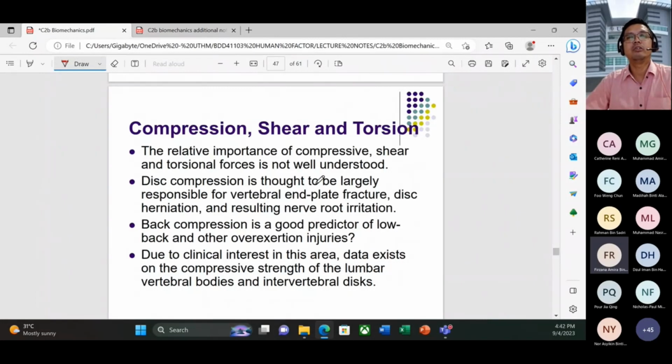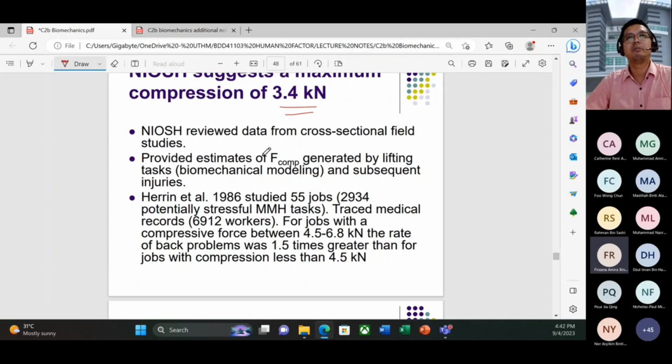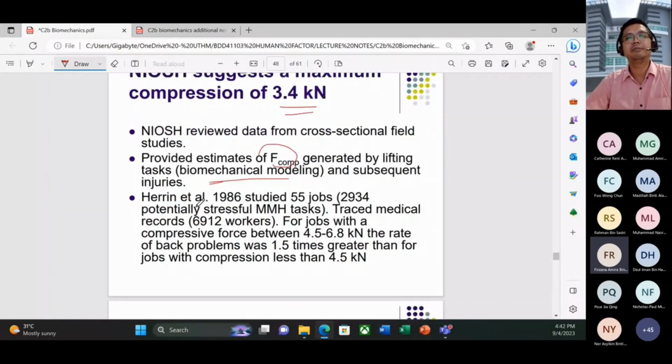And compression, shear, torsion. Okay, NIOSH suggests that a maximum compression is 3.4 kilonewton. So this is from the NIOSH cross-sectional field study, which provides an estimate for the compression force generated by lifting tasks, biomechanical modeling, and subsequent injuries. From their study, they looked at 55 jobs.